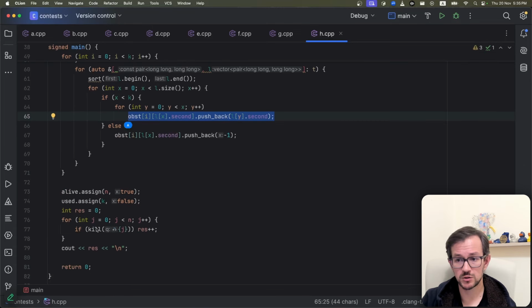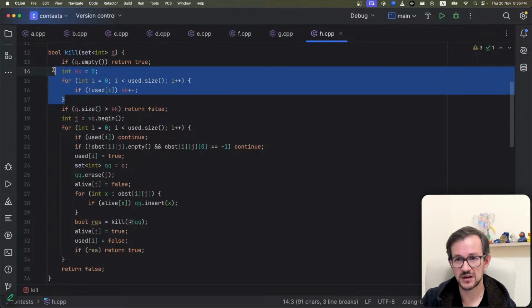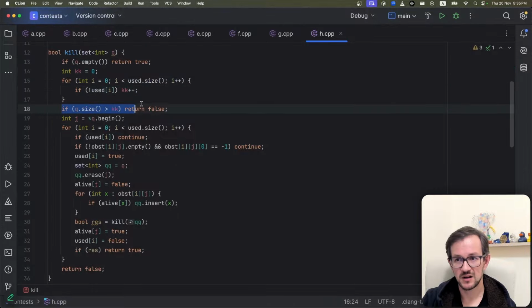That's it. Now I just call recursive backtracking. This function kill is a recursive function. It tells: kill me please this list of monsters. So initially I give it only one monster. I tell it, kill this monster please. If it is possible, I increase the answer. What does this function do? This function tries to kill this set of monsters. If the set is empty, I'm done. It's okay. If the set is not empty, I see how many guns I have. If I don't have enough guns, I immediately return false.